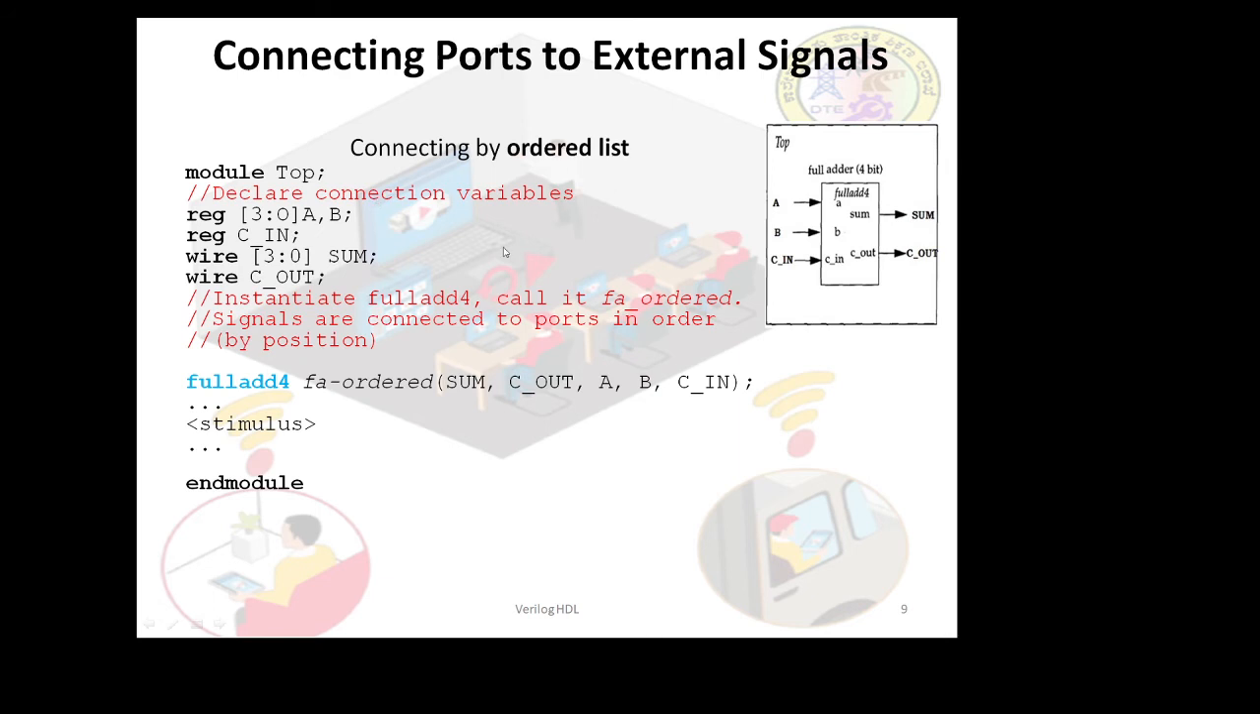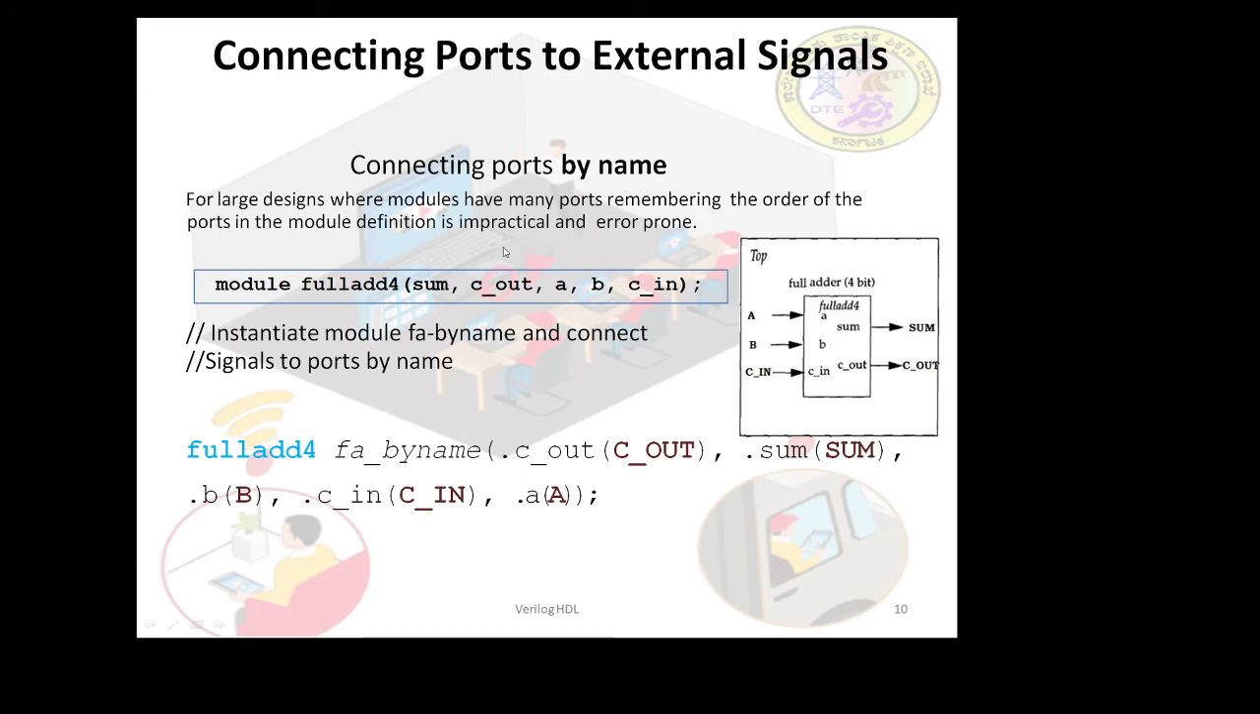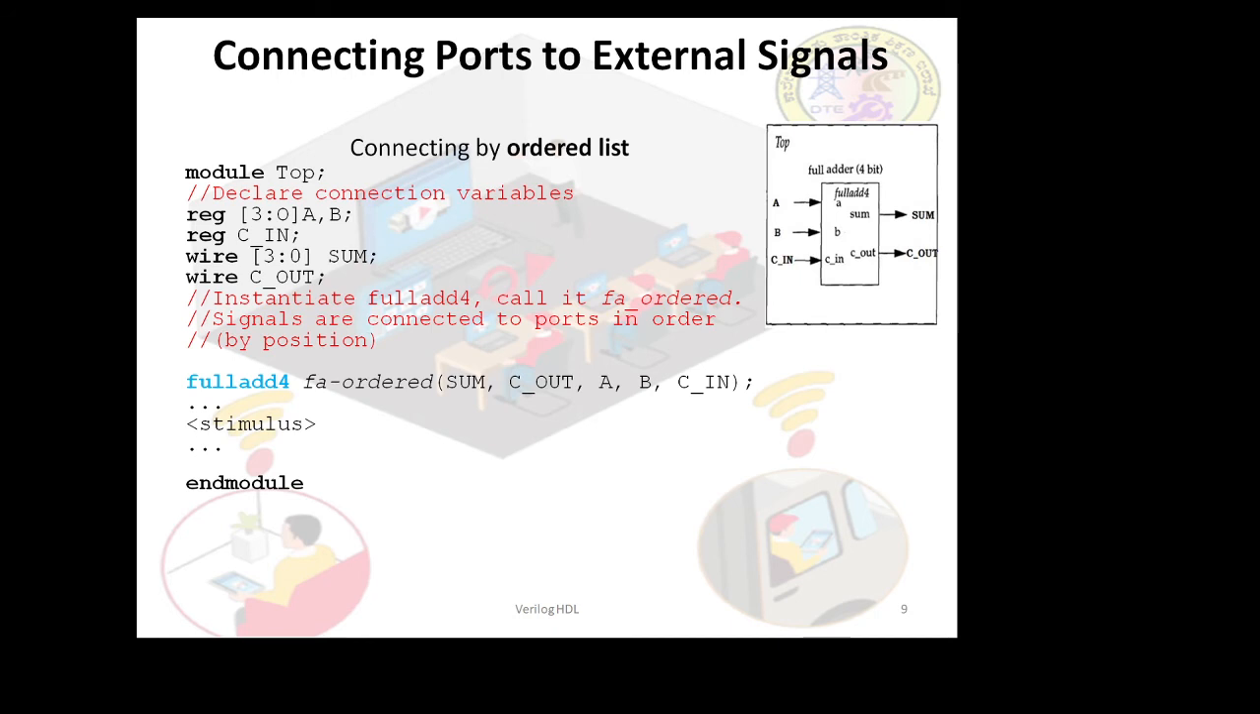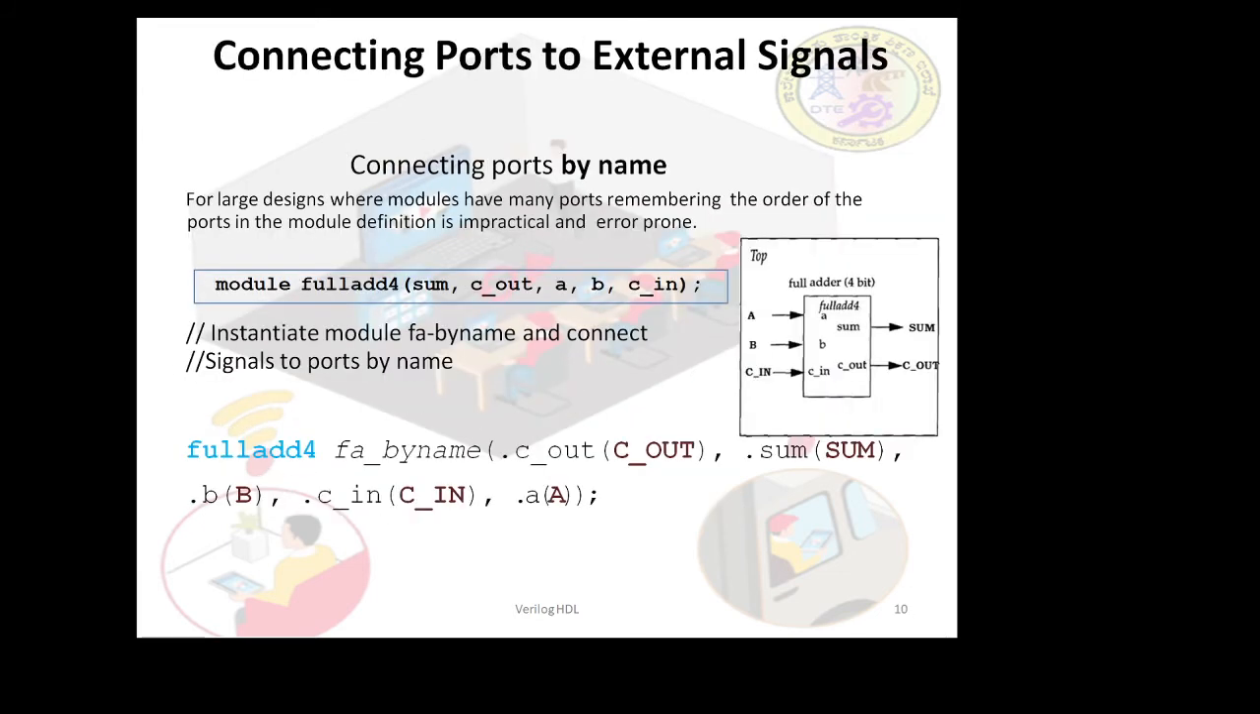But here there is a problem: as the circuitry goes on increasing, that is the number of ports increases, it is very difficult to remember the order list when connecting by order list. So that is why we will be going for connecting ports by names. For larger designs where modules have many ports, remembering the order of the ports in the module definition is very difficult. It is impractical, and there are possibilities of error. So in those cases we will be going by the port names.